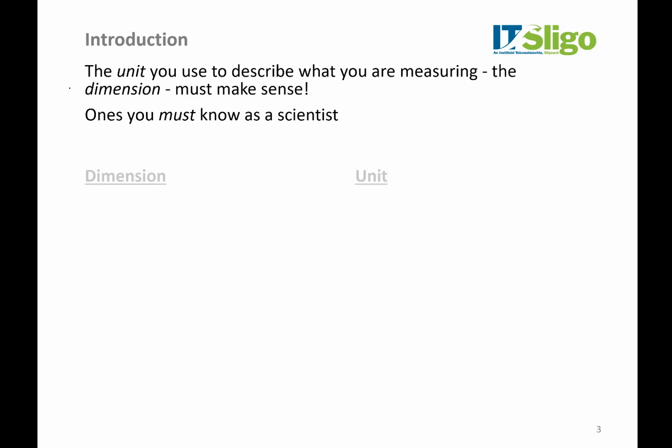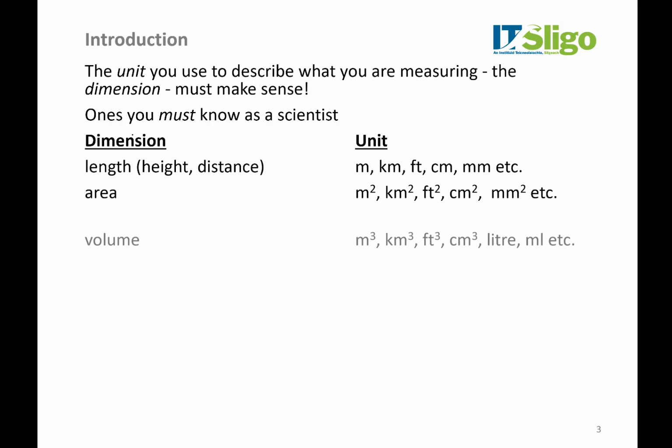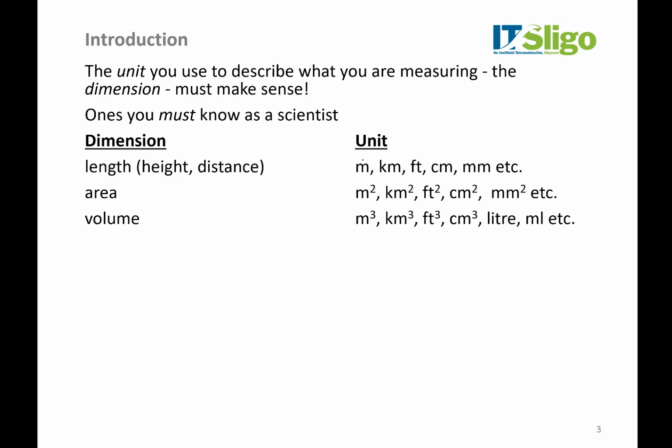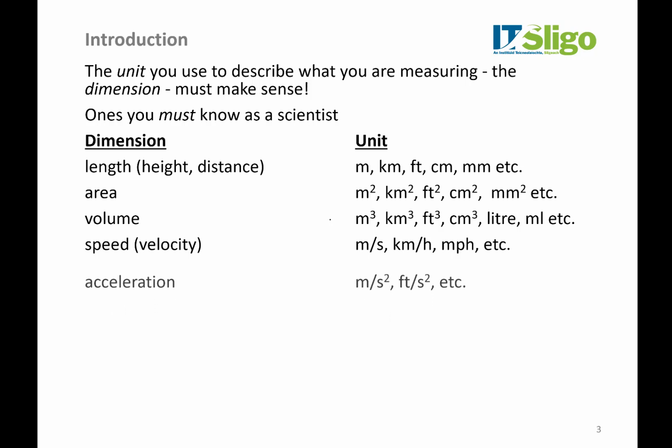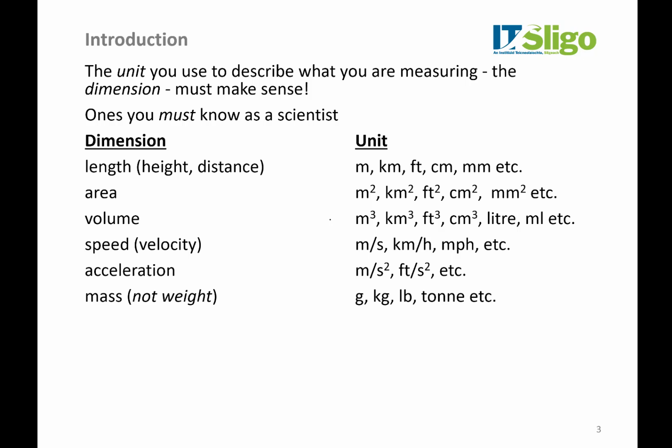Now we'll take a wee look. There are things called dimensions: length, area, volume, and then there are associated units with them. As a scientist, you need to know these. I'm not going to list them all off. Units of area, units of volume, notice squared, cubed, etc. Units of speed, units of acceleration, units of mass. Mass is different than weight. Units of time.